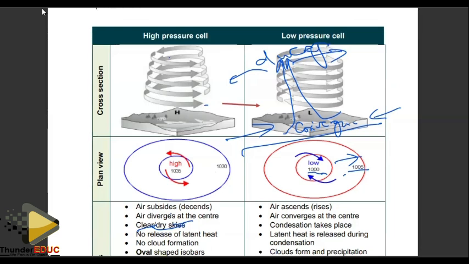Given this condition, we are most likely to have unstable conditions and cloud formation. If this is warm and moist air which is converging and ultimately being forced to rise, it will get to the dew point level. It will condense and create clouds that are going to produce rainfall. So typically we have unstable conditions when we have a low pressure cell. Condensation will take place because of the upliftment of the air. The air is going upwards into the upper atmosphere, reaches the dew point level, condenses and forms clouds that will bring precipitation. That is basically a low pressure cell.